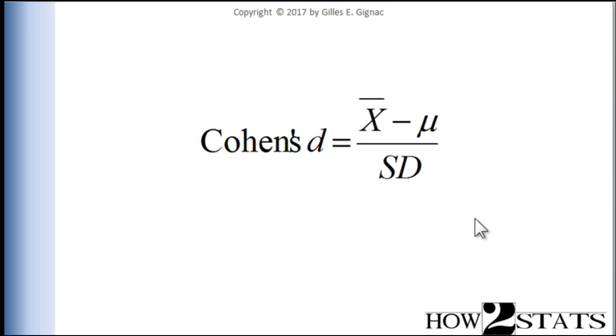So we know there is a difference with a very high level of probability, and now we want to know, is the difference a big one? Cohen's d can help us get some context with respect to the magnitude of effect.